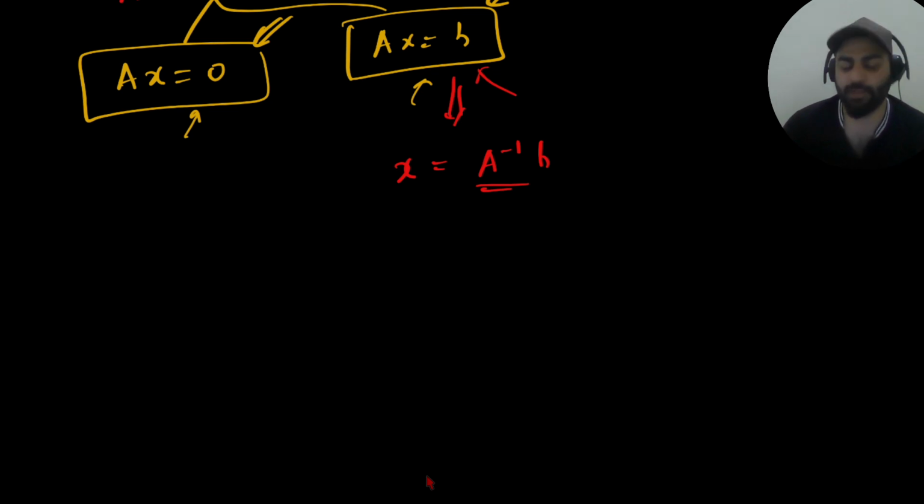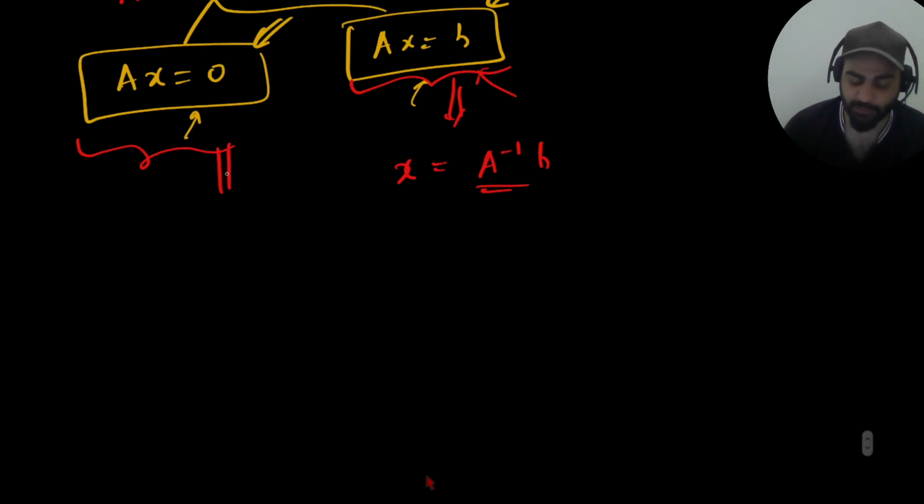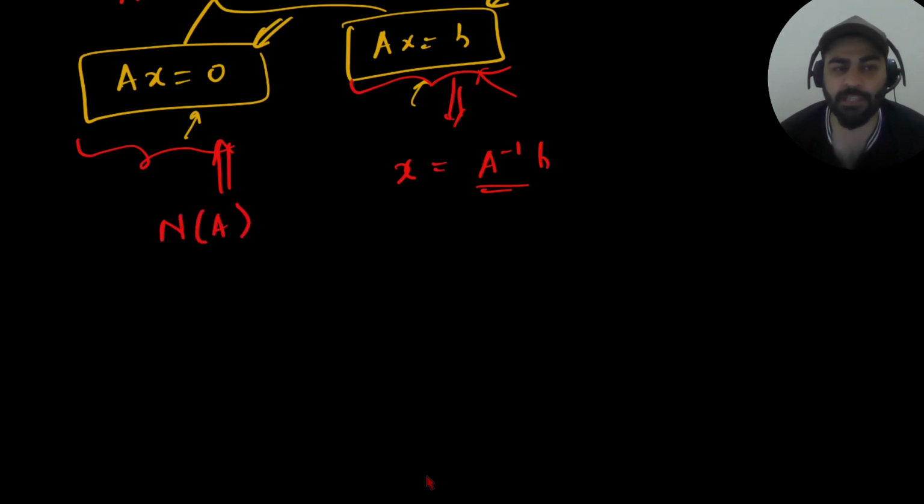Okay, now I'll first show you the methods of solving Ax = 0, and then we'll move on to the complete solution. If we have Ax = b, how do we get the complete solution? The first thing is I'll get the special solutions, the null space of A. The null space plus some other solutions will give me the whole solution.